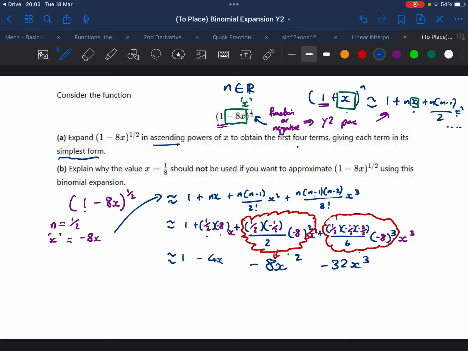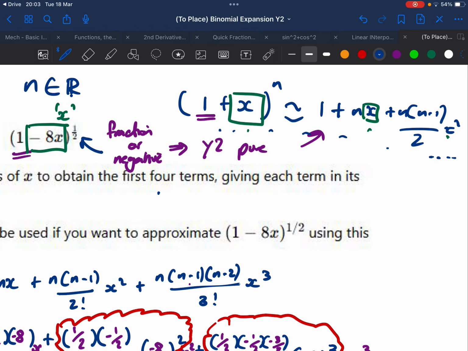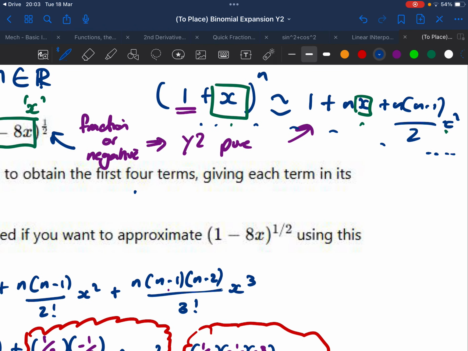Part B: explain why an eighth should not be used if you want to approximate this. If you go back to the formula booklet again, where you have this part here, you'll also see that they state this condition. They say the modulus of x. When they say the modulus of x, again, they mean this x. The modulus of x is less than 1 is a condition of this.